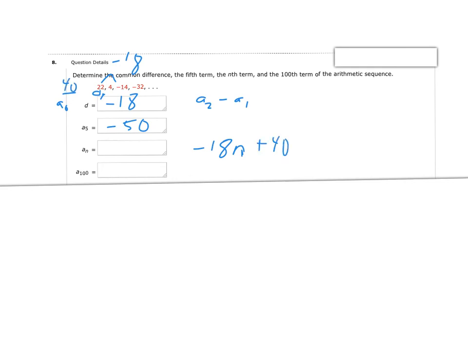You can always check this, though. Plug in a 1 and see if you get the first term, and I do. If I plug in a 2, I get 4, so that works as well. So it should accurately predict every number on the list. And then for a sub 100, you're just going to plug in a 100 for n.